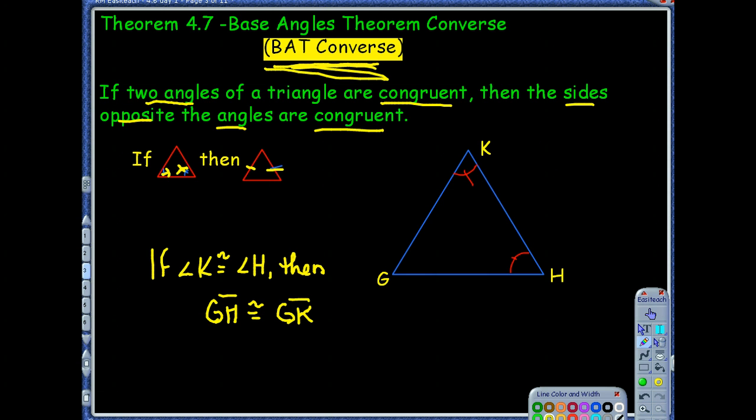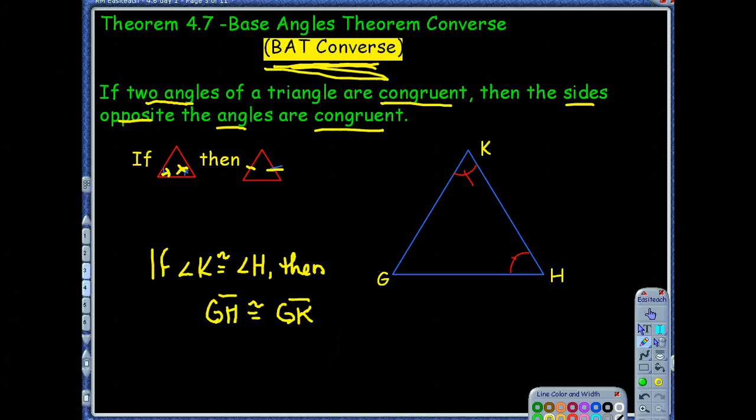One thing that I always stress to my kids, the base angle theorem is proving angles congruent. So the base angle theorem converse is when we already know the angles are congruent, we're kind of going backwards. The base angle theorem proves angles congruent, so keep that in mind, guys.